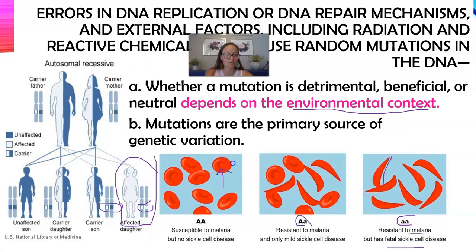Then this phenotype would be high fitness. So it depends on the environment. And mutations are the primary source of genetic variation, so that is true for both prokaryotes and eukaryotes. Mutations create variation. Like the first person to have blue eyes was due to a mutation 6,000 years ago.